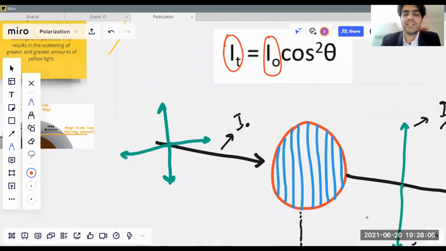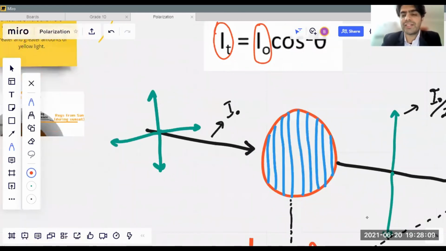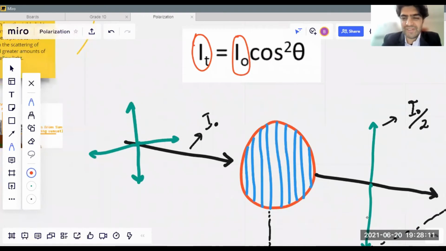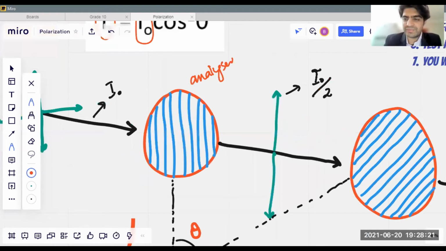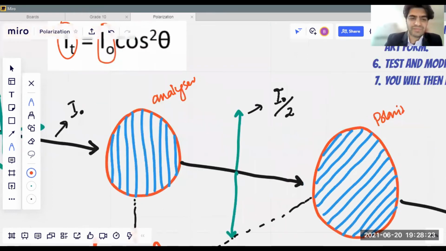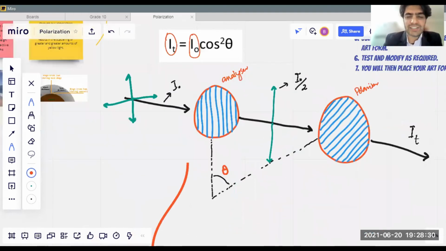So here you can see, now this is your polarizer. You can say this is our analyzer, and we have a polarizer here as well. When unpolarized light is coming directly towards the analyzer, since this analyzer is a vertical polarizer, the light is going to be polarized vertically.